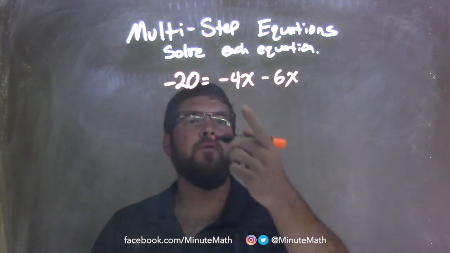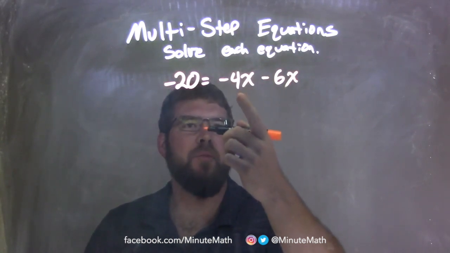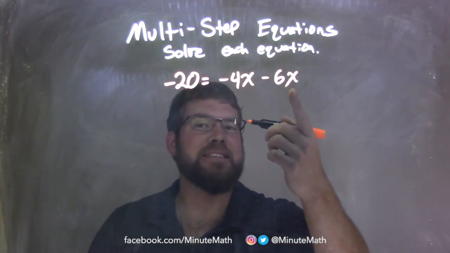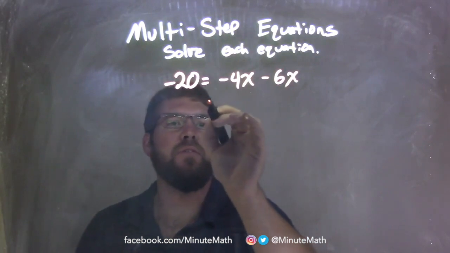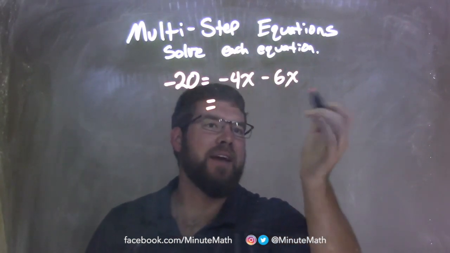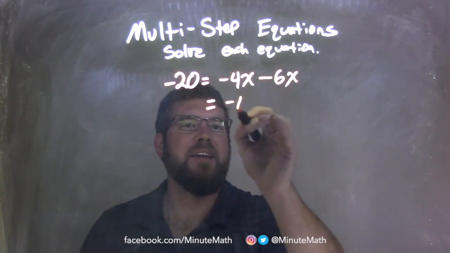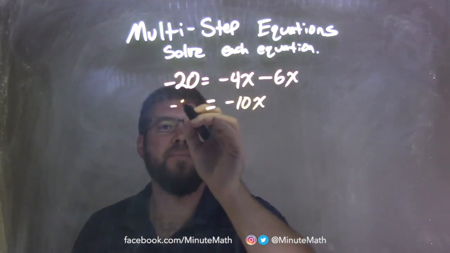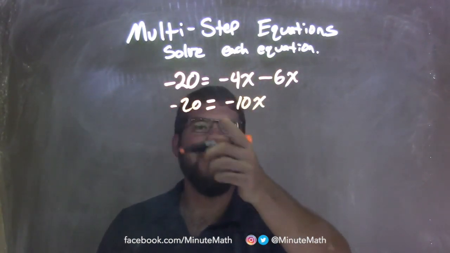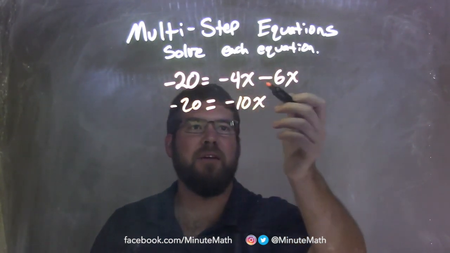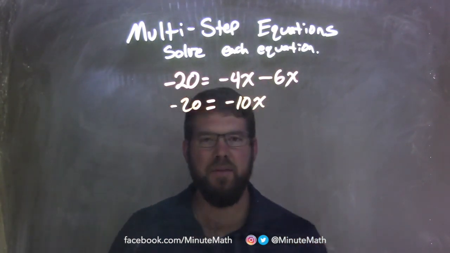Okay. My first step is to combine my like terms here, my negative 4x and negative 6x. And in doing so, negative 4x and minus a negative 6x, right? That's like that plus a negative. So we have a negative 10x going on here. So we have negative 20 equals negative 10x, right? Negative 4x minus 6x is negative 10x.